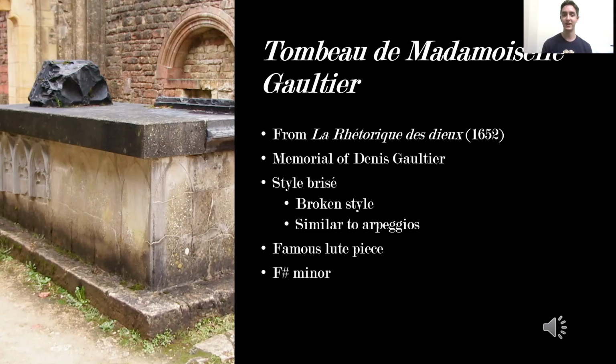He comes down from heaven and talks to Mademoiselle Gaultier. It is a great example and uses a ton of style brisé, which is the broken style, and it works really well for lute because they have a lot of different strings, so they can arpeggiate. It breaks a chord across a measure, essentially. It's a very famous lute piece, and it's in F sharp minor. We're going to listen to the first half, up to a repeat. It's right here.